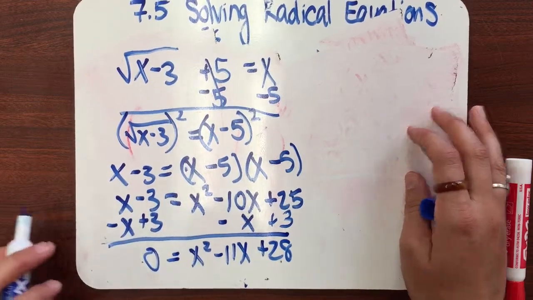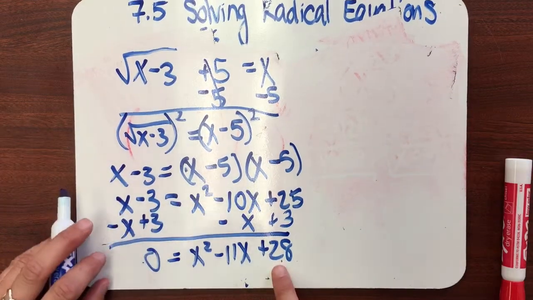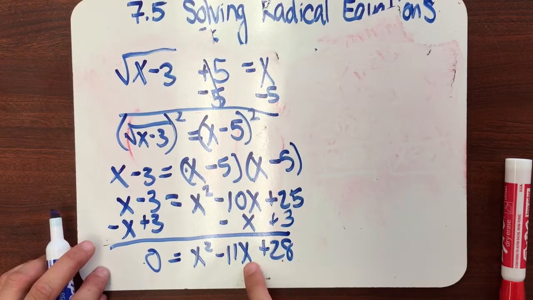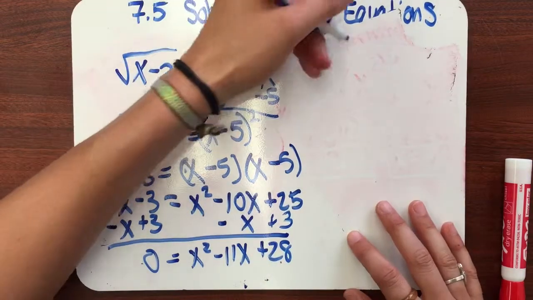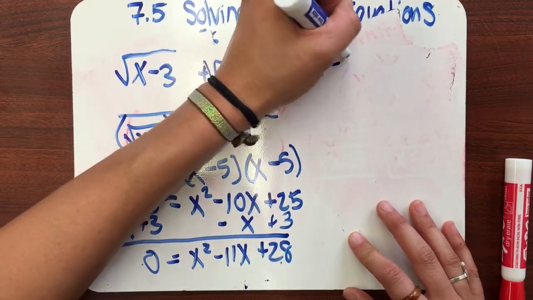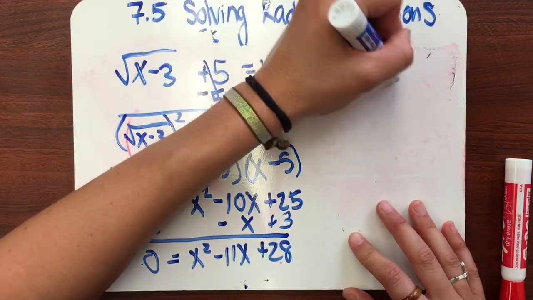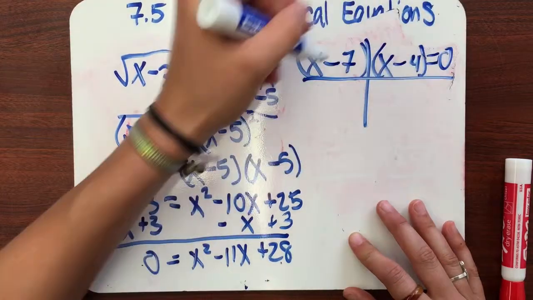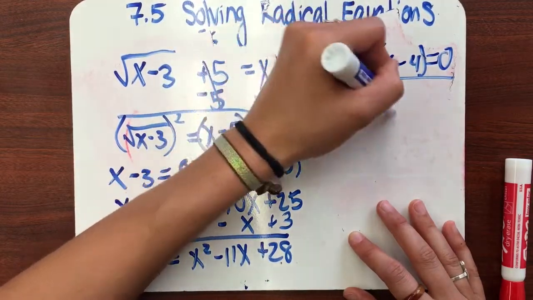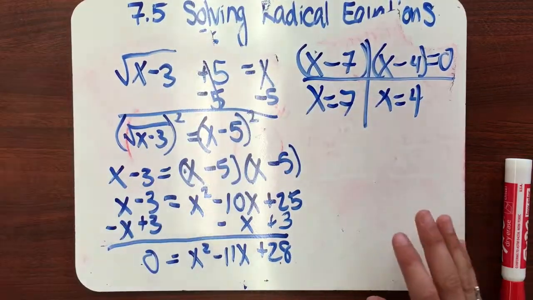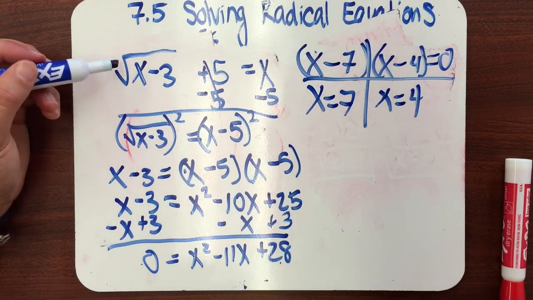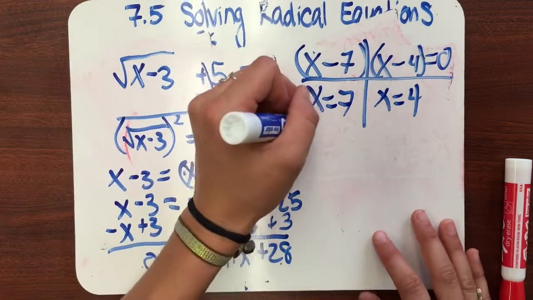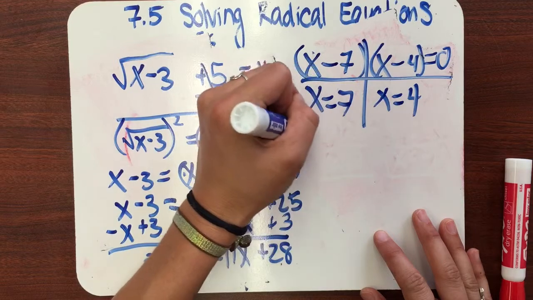And now we can factor this. So we say what multiplies to 28 and adds up to negative 11. That's going to be x minus 7 and x minus 4. From here we'll do our t-chart. X is 7 and x is 4. And again, you have to plug it into the original to check it. So let's check both of them.